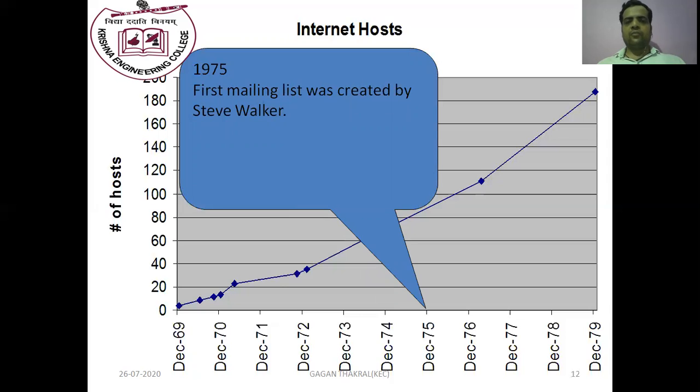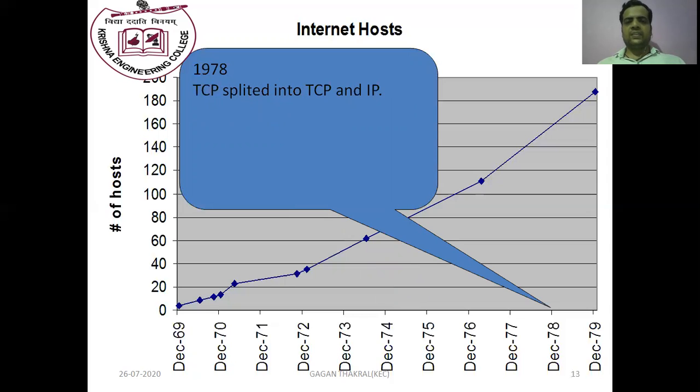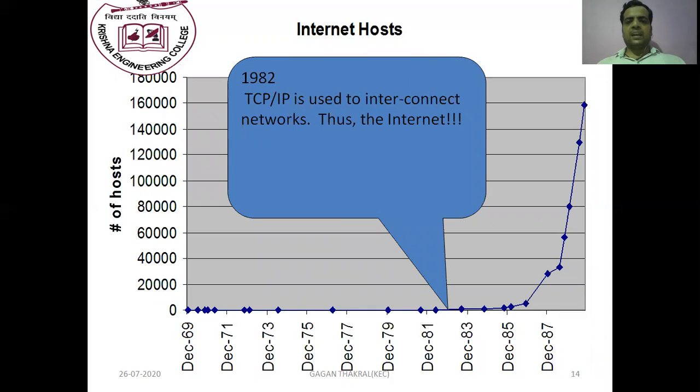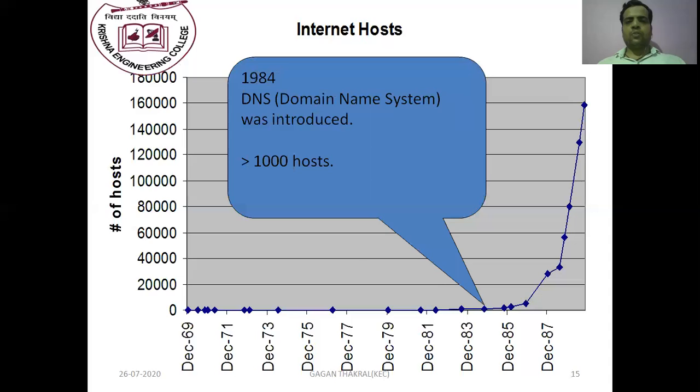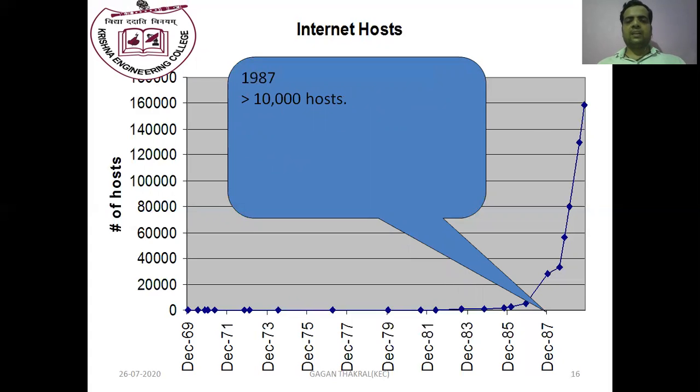In 1975, the first mailing list was created by Steve Walker. In 1978, TCP was split into TCP and IP, which is actually responsible for internet. In 1982, TCP/IP was used to interconnect networks. Thus, the internet was generated. In 1984, the domain name system was introduced, and for the first time more than 1,000 hosts were interconnected for data transmission. In 1987, the number of hosts was more than 10,000. In 1989, the hosts connected were more than 1 lakh.